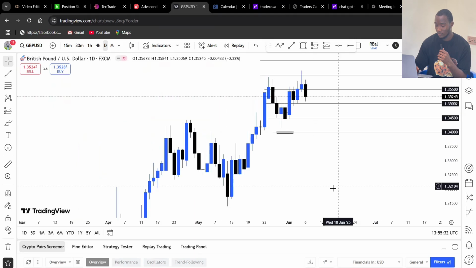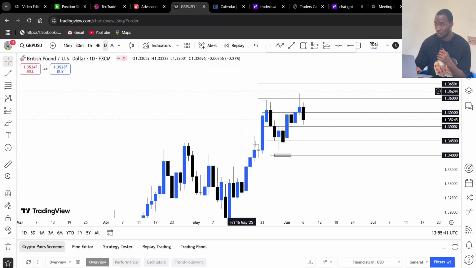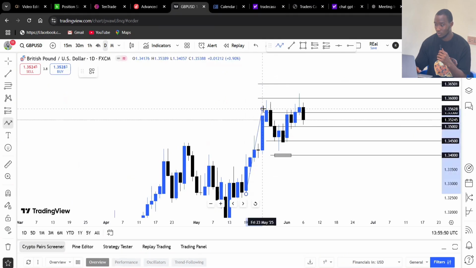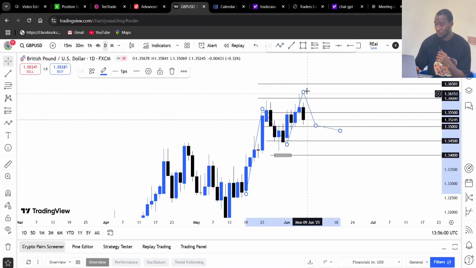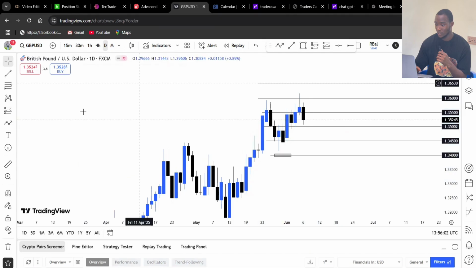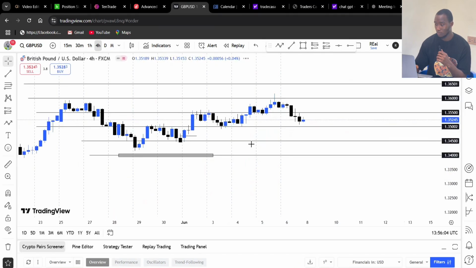So on the daily time frame, let's see what we have. We have an impulsive move and a correctional move. So this is an impulsive move. This is a correctional move. This is an impulsive move. We're currently having a correctional move on the daily time frame. Beautiful. Since we are having a correctional move, our expectation is an impulsive move for us to keep buying.